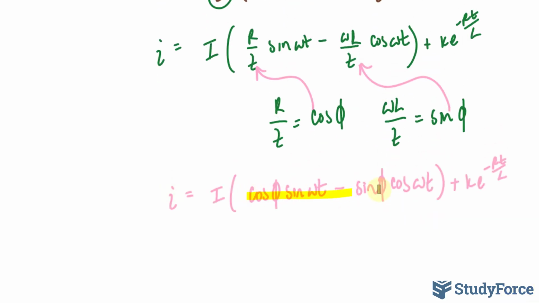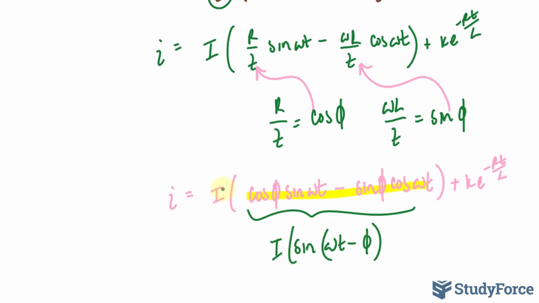And this is an identity which will be replaced with sine omega t minus phi times I, the one out here, plus k e to the power of negative RT over L. And this gives us our instantaneous current.